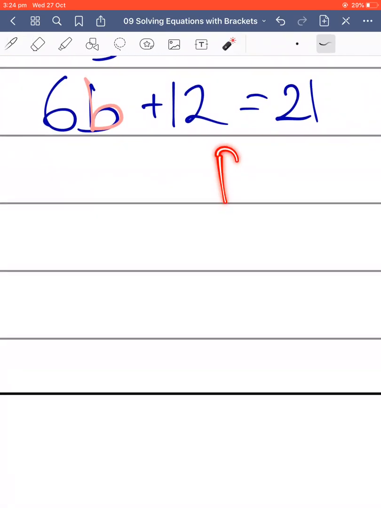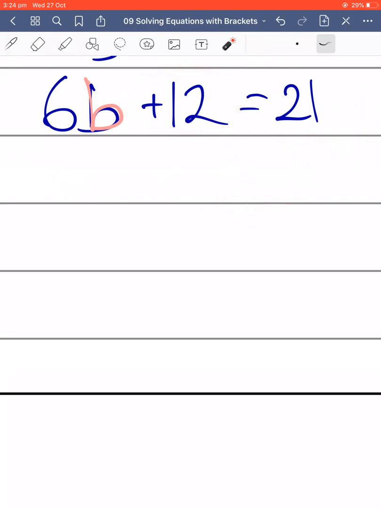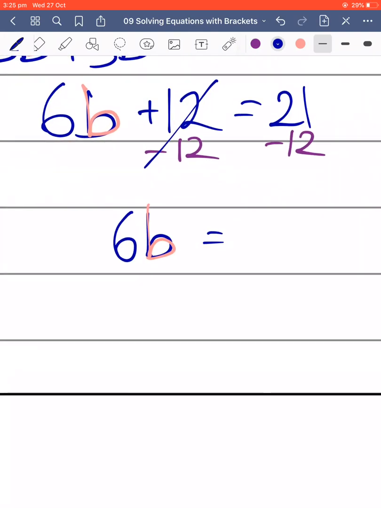I am doing the reverse of my BODMAS to solve it now. So I want to get rid of any additional subtraction first. So to undo my plus 12, I'm going to minus 12 on both sides. Those two will cancel out. So I have 6b, which equals, so 21 minus 12 gives me 9, I believe. So 21 minus 12 is 9.